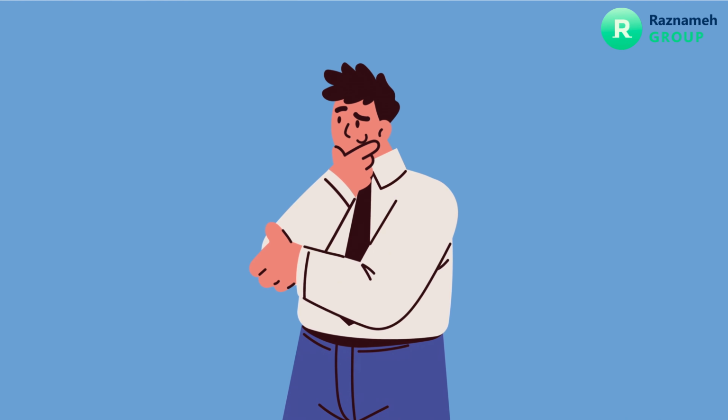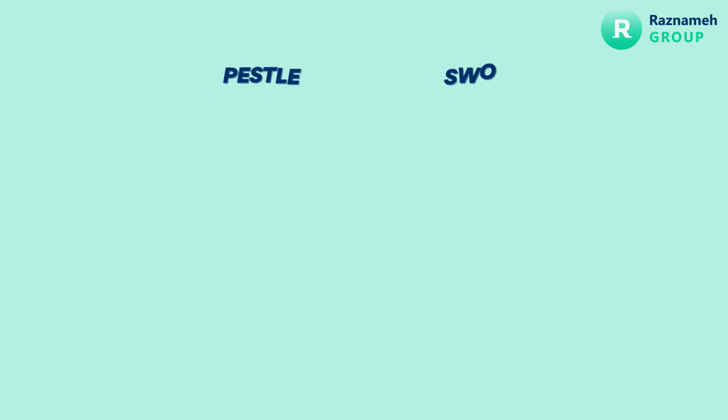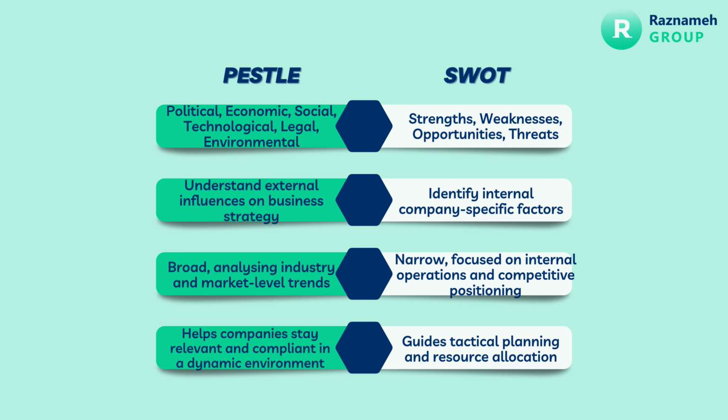Now, you might be wondering, how does PESTLE differ from SWOT analysis? While SWOT focuses on internal strengths and weaknesses, PESTLE looks outward at the external factors. Combining both gives a holistic view of your business environment.